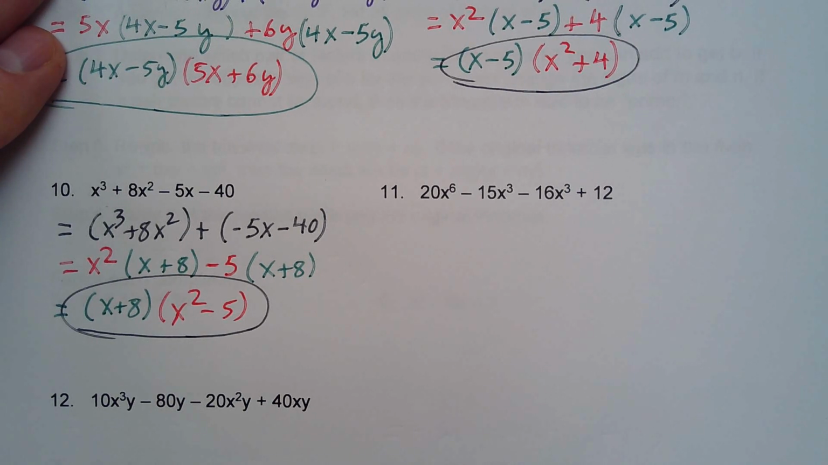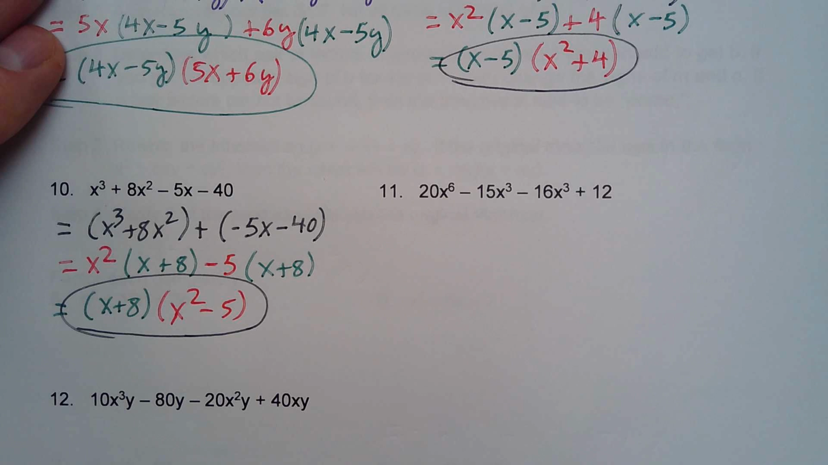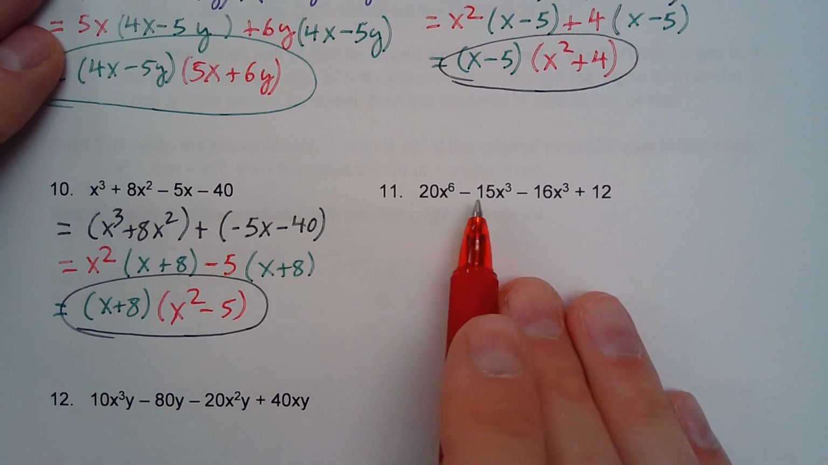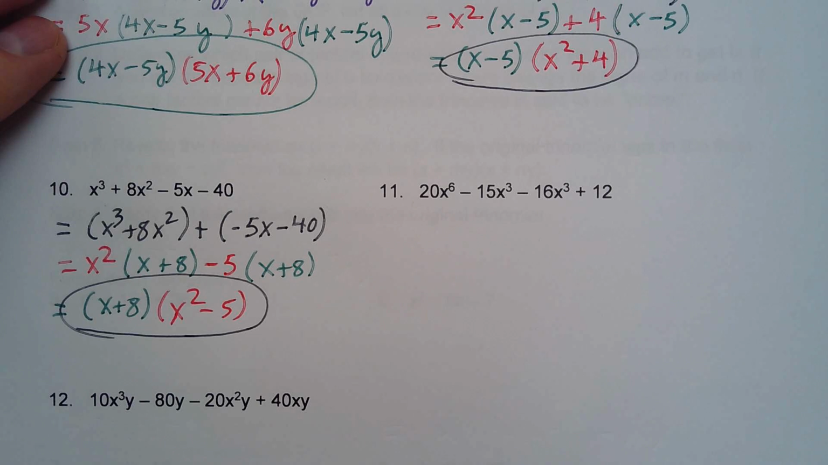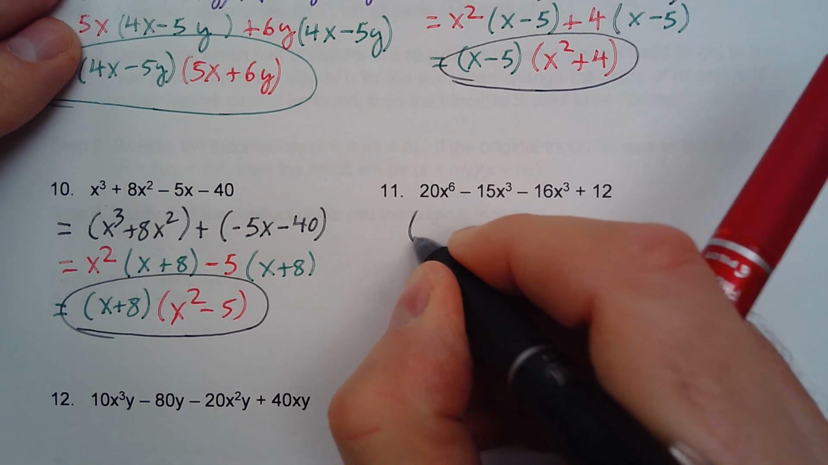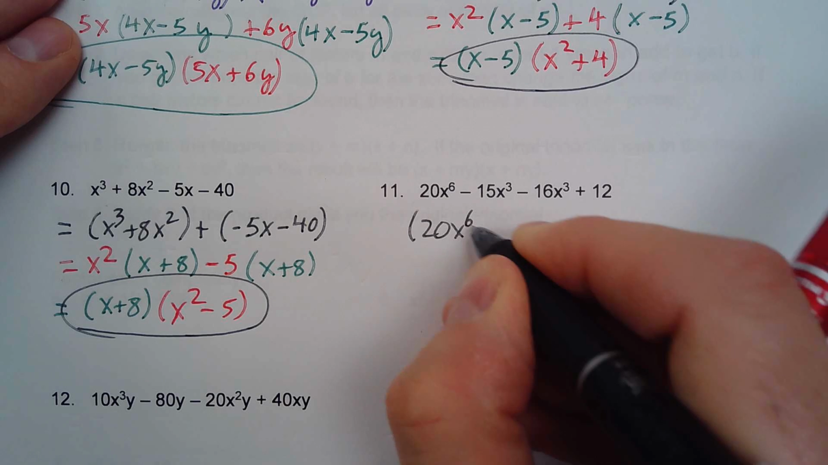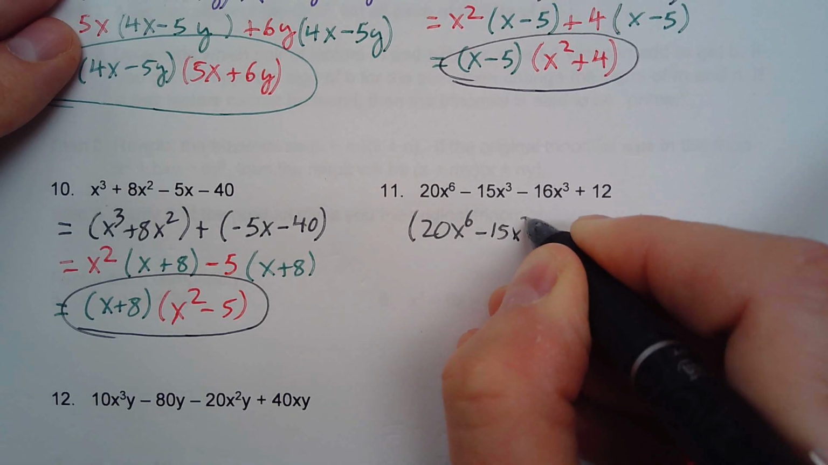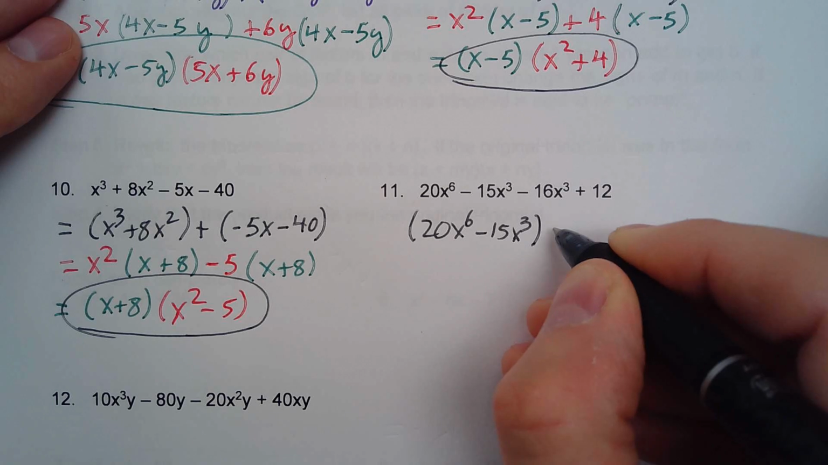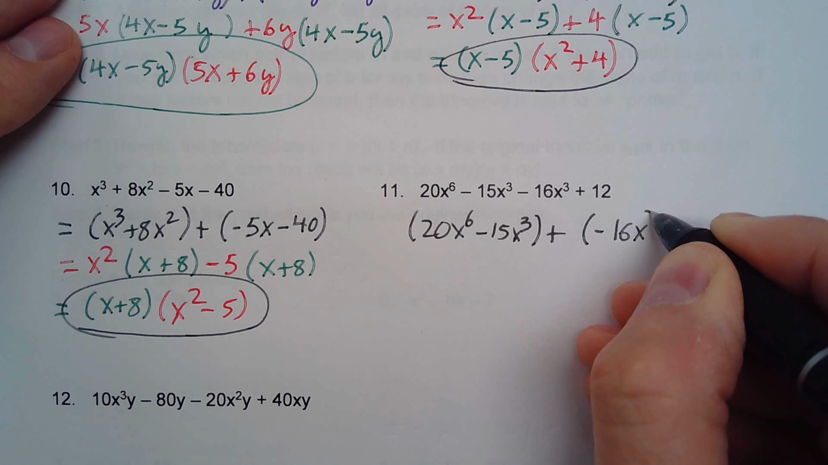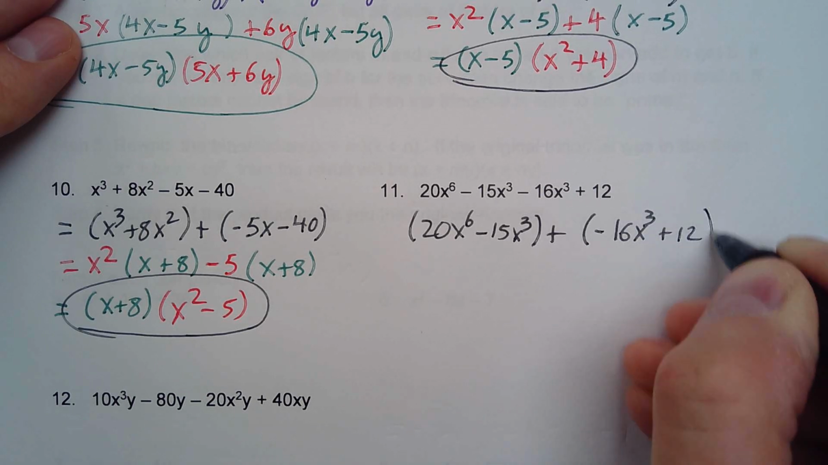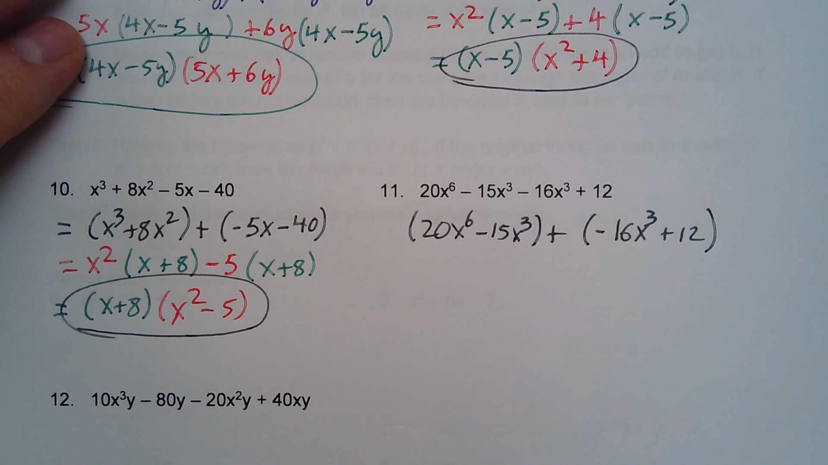Ooh, this one gets a little bit nasty here. So again, first thing I check, greatest common factor here, each is going to be 1, so I don't have to worry about that. So I'm going to group the first two terms together. Again, I'm going to be very careful on how I group the last two terms. I'm going to put a plus sign, and I'm going to keep that negative with that 16x cubed.